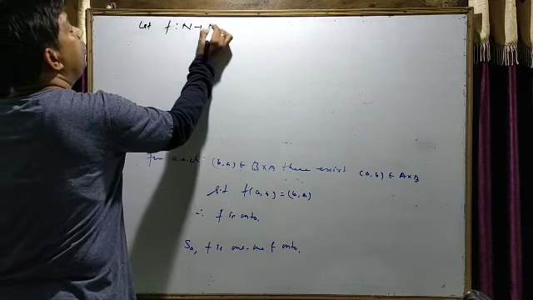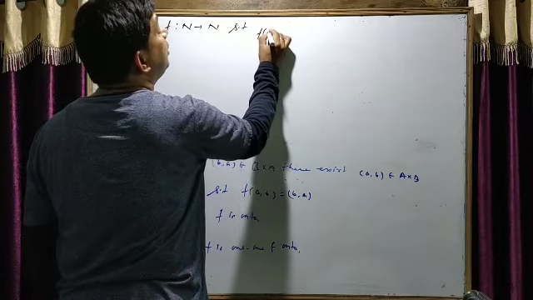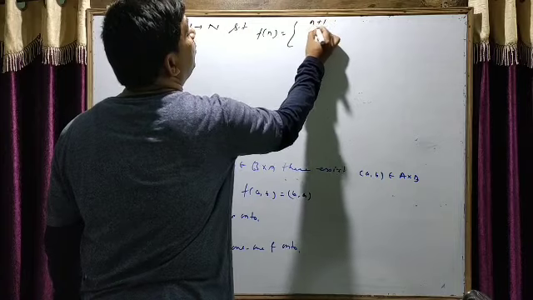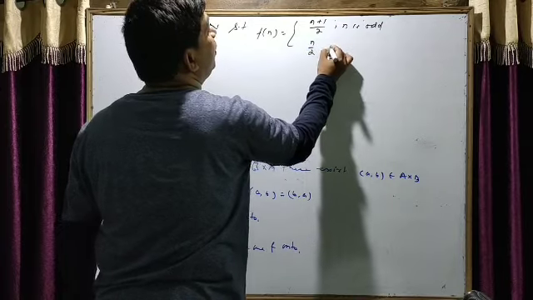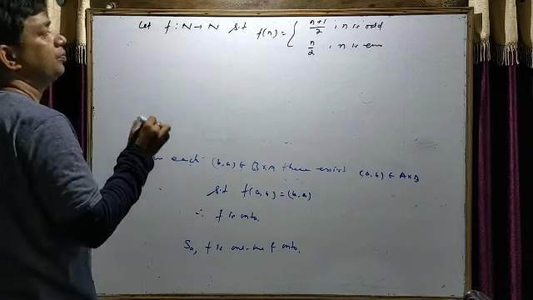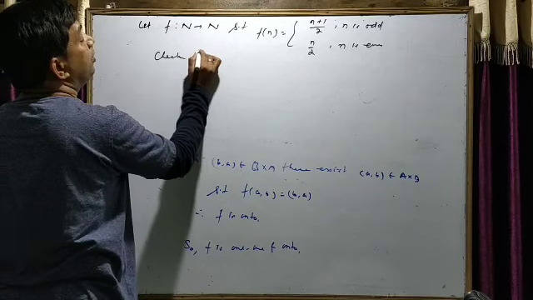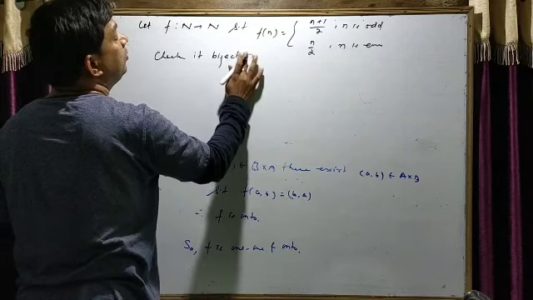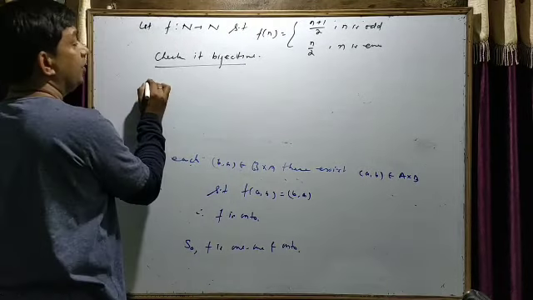f is a function from N to N such that f(n) has two answers: (n+1)/2 if n is odd, and n/2 if n is even. Check whether it is bijective.